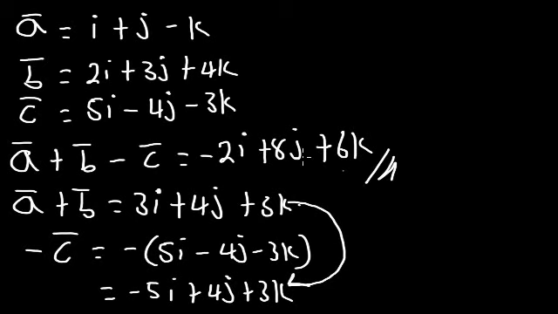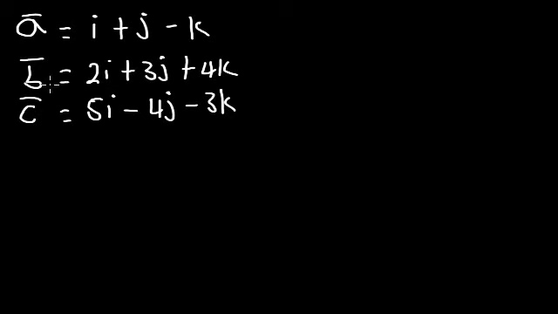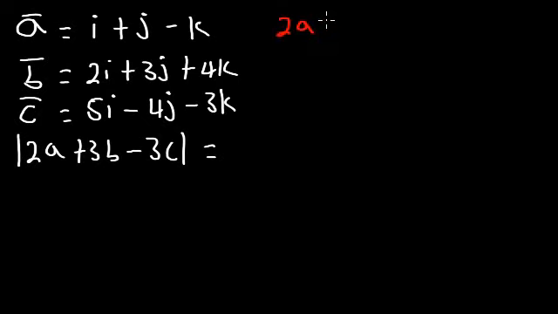So on to round 3. In round 3, we are to determine the modulus or magnitude of 2a plus 3b minus 3c. So earlier we got 2a plus 3b minus 3c to be equal to 8i plus 11j plus 10k.